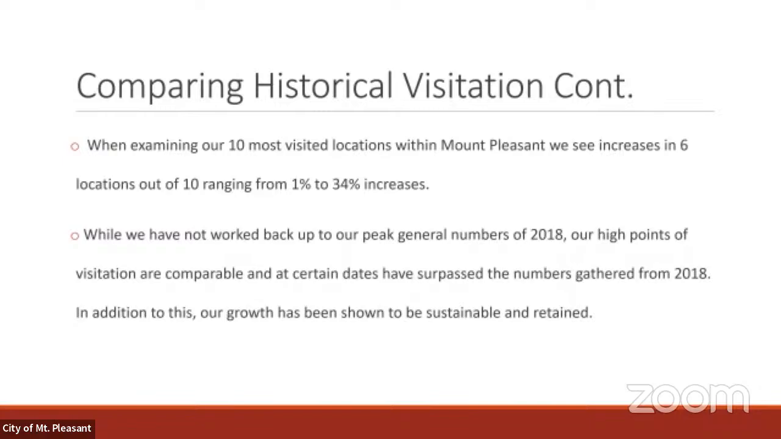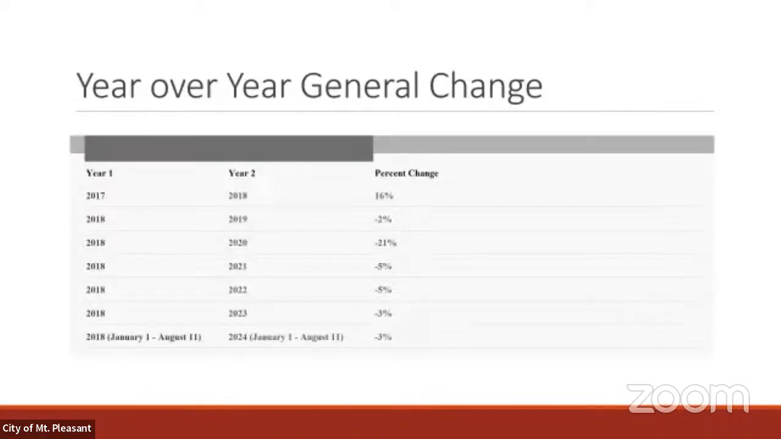Something really important to note that you'll be able to see in this graphic is that our growth is sustainable. When we're looking at 2017 to 2018, we see a 16% change. And then for the years following that, we chose to compare to 2018. So we see that negative 2% in 2019, as 2018 was a higher visitation year. Then we see the negative 21% decrease in 2020, obviously due to the effects of COVID.